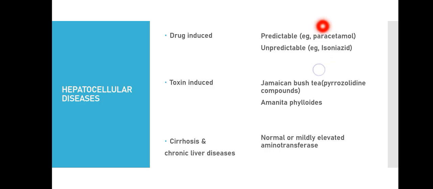For example, isoniazid is metabolized by N-acetyl transferase. Genetically, some people will have decreased levels of N-acetyl transferase. So these people are more prone to isoniazid induced hepatitis. Toxin induced, like Jamaican bush tea and Amanita phalloides. Jamaican bush tea contains pyrrolizidine compounds. This causes veno-occlusive disease or sinusoidal obstruction syndrome. Cirrhosis and chronic liver diseases, normal or mildly elevated aminotransferase levels can be seen.